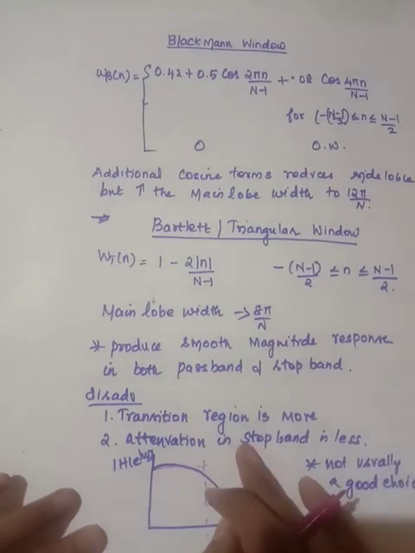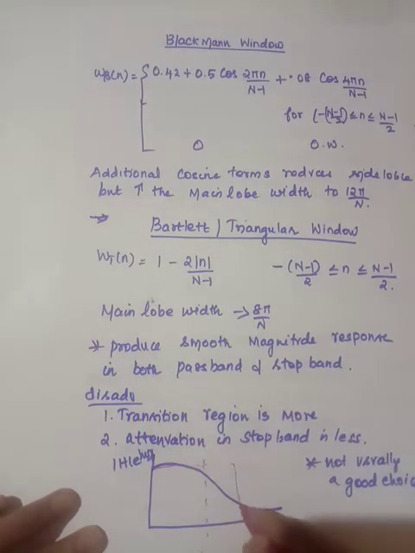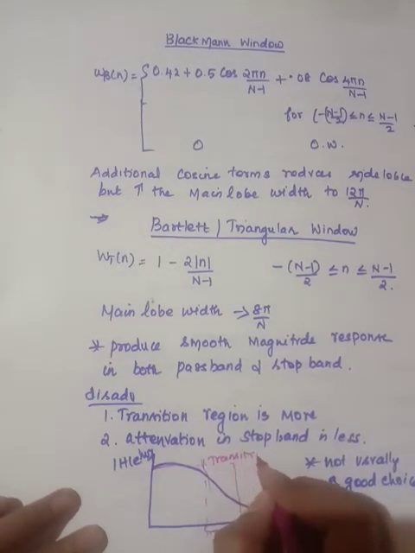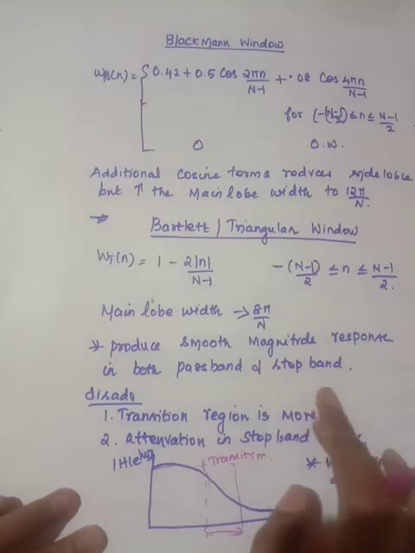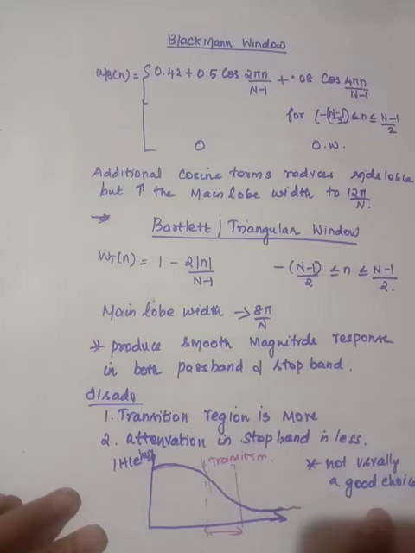But the disadvantage in this Bartlett or triangular window is the transition region. This is the transition region, and this transition region is more, and the attenuation in the stopband is very less, but it produces a smooth magnitude response in passband and stopband.